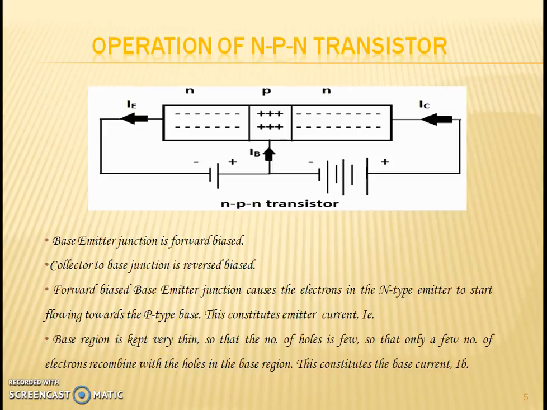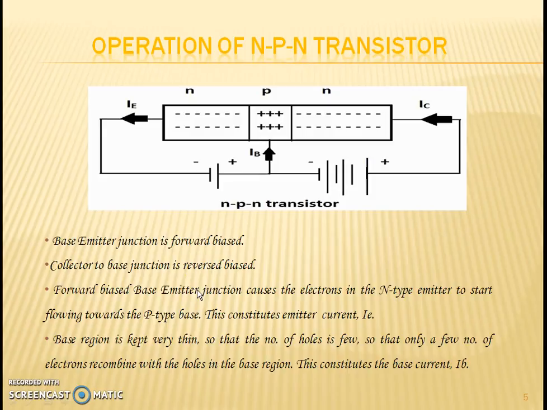Now we come to the operation of an NPN transistor. Figure shows an NPN transistor. As we can see, the base emitter junction is forward biased by a DC source. This is the DC source. Thus, the depletion region at this junction is reduced. The collector to base junction is reverse biased, as we can see from the figure. Hence, the depletion region at the collector to base junction is increased, as shown in the figure.